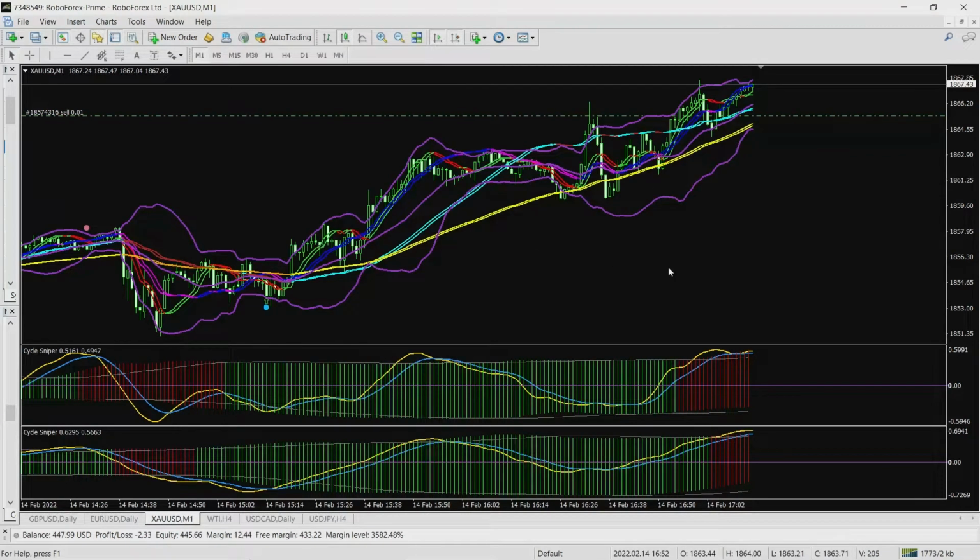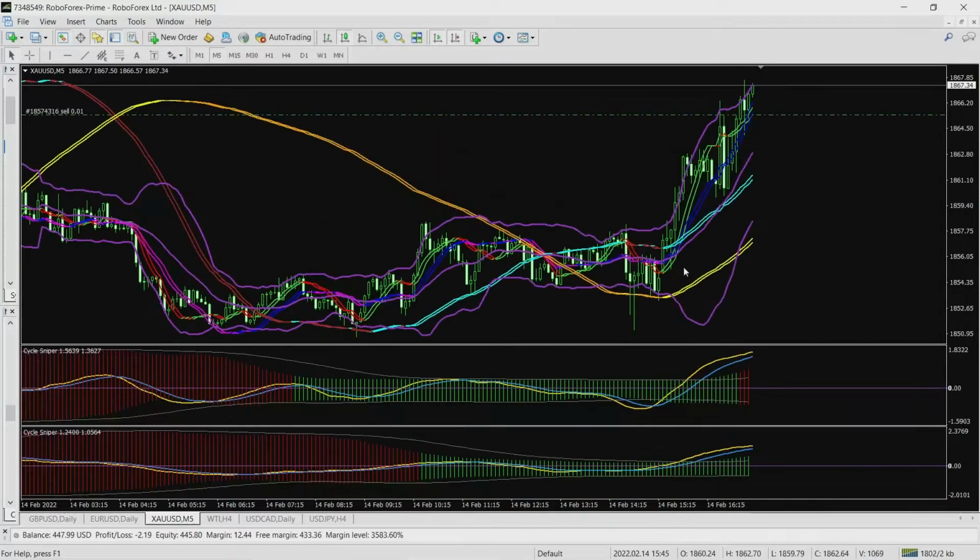Okay, guys, let's trade gold, 1 hour, 1 minute chart. I have sold here according to the cycle sniper. First signal was here, set 1. Now we're going to wait.